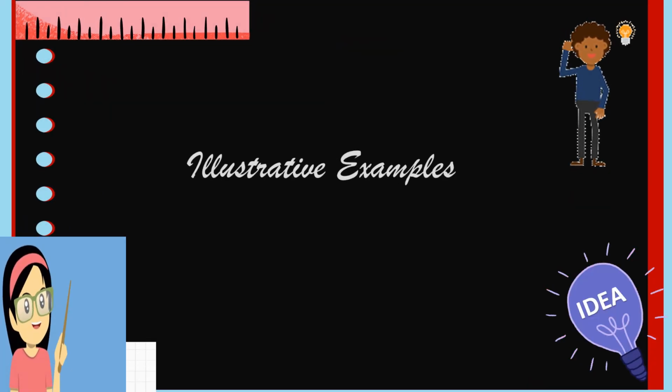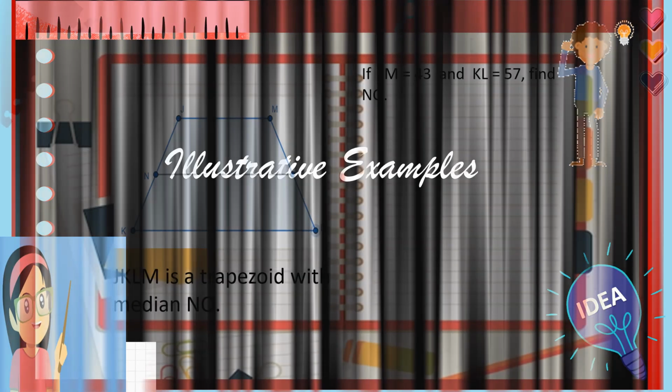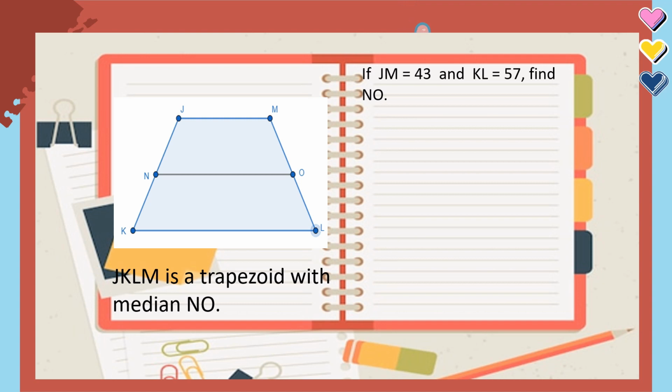Some examples. Trapezoid JKLM is a trapezoid with median NO. If JM is 43 and KL is 57, find NO. So we have the measures of the bases. JM is 43 units and KL is 57 units. So NO is the median.